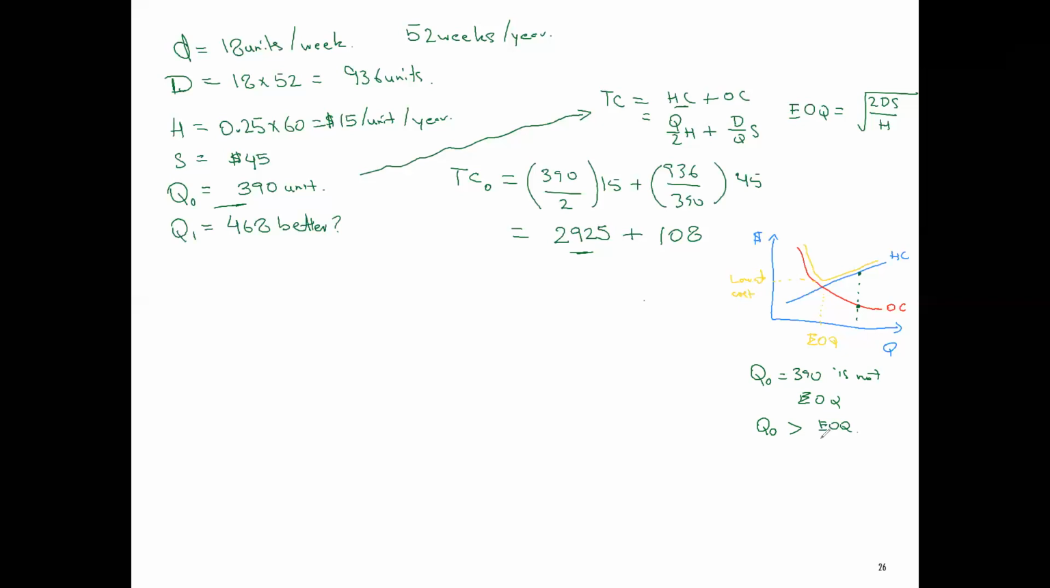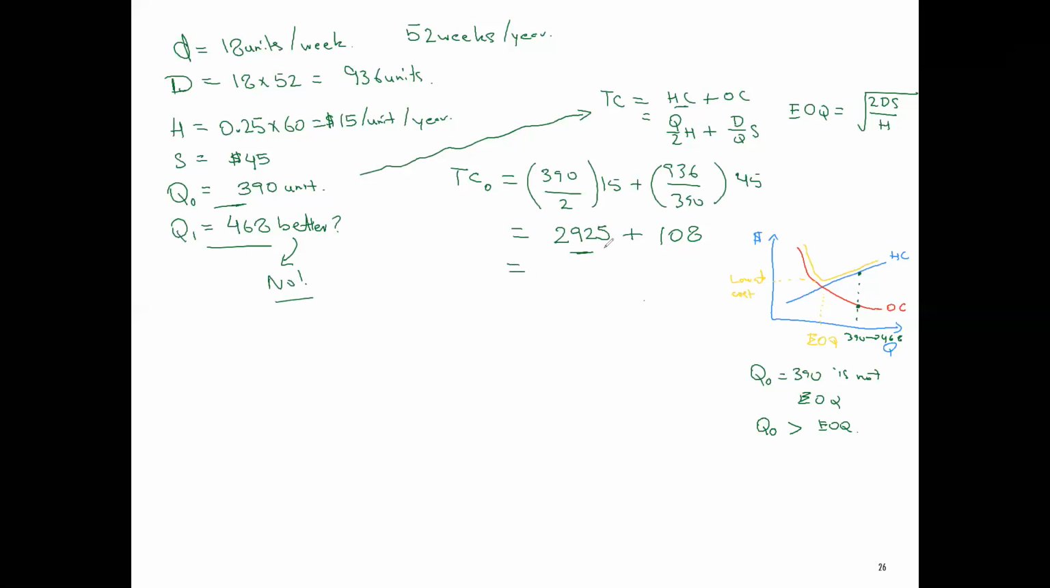right? So then the question is, would a quantity of 468 be better? And the answer is no, it would not be better, because if this is 390, 468 is even more on this side. So how can an order quantity of 468 be better than 390? So you don't even need to calculate it. And the answer for this question is no, this would not be better.